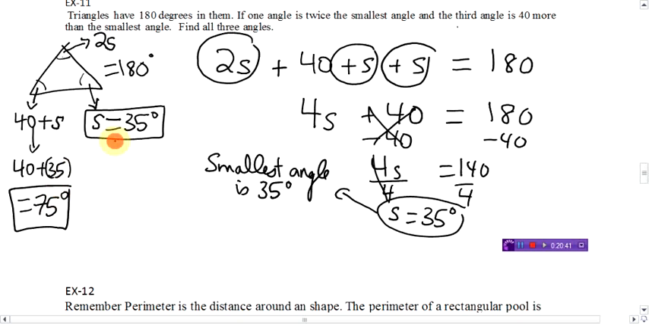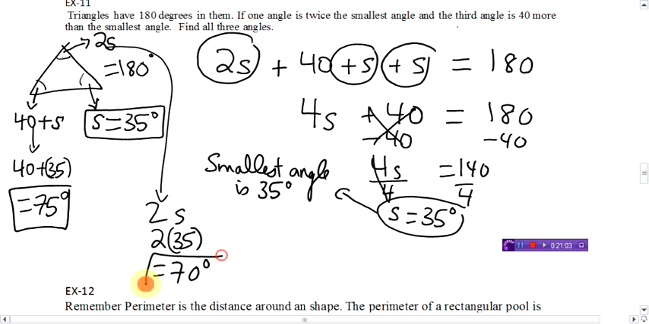Now, two ways you can get the last answer. You could just add these two up and subtract from 180, or we know the smallest angle is 35. Well, this is just 2 times that, so 2 times S, which is 35, which is 70. So there's all our three angles. According to this, the top angle is 70 degrees, this angle is 75, and this angle is 35.